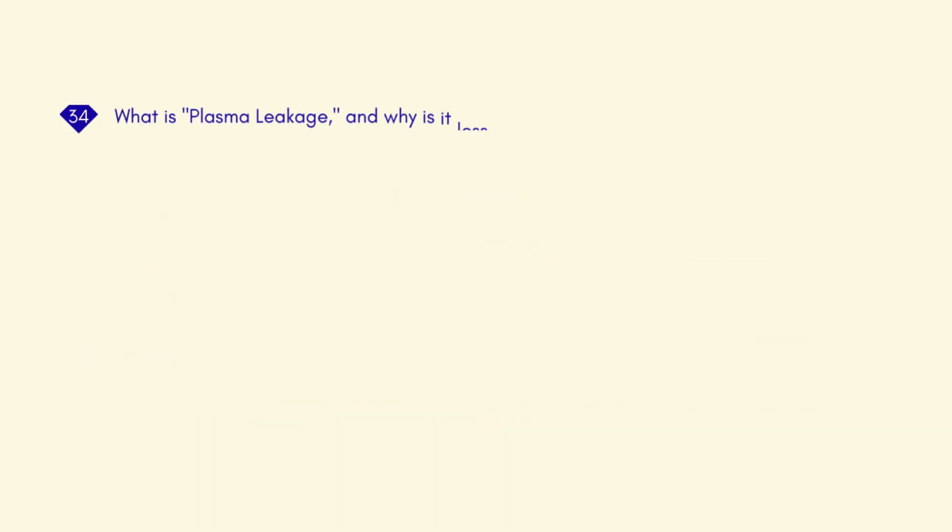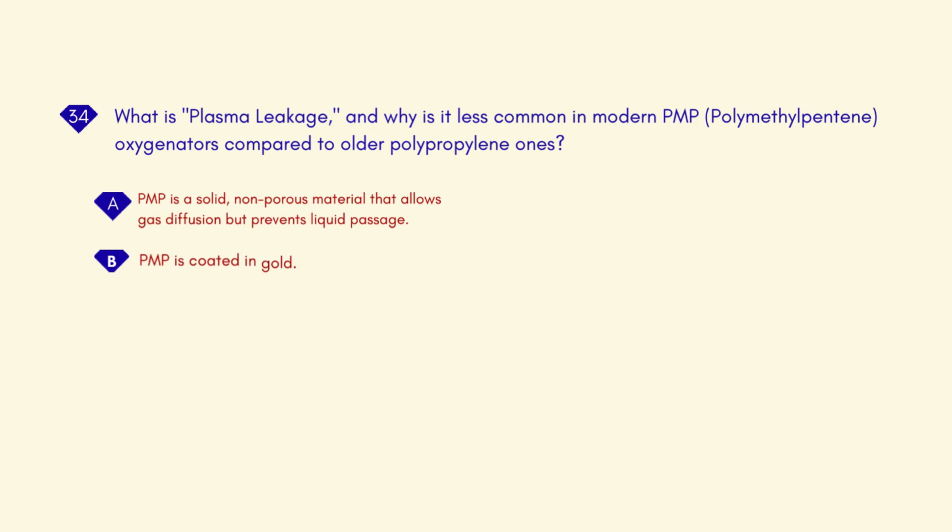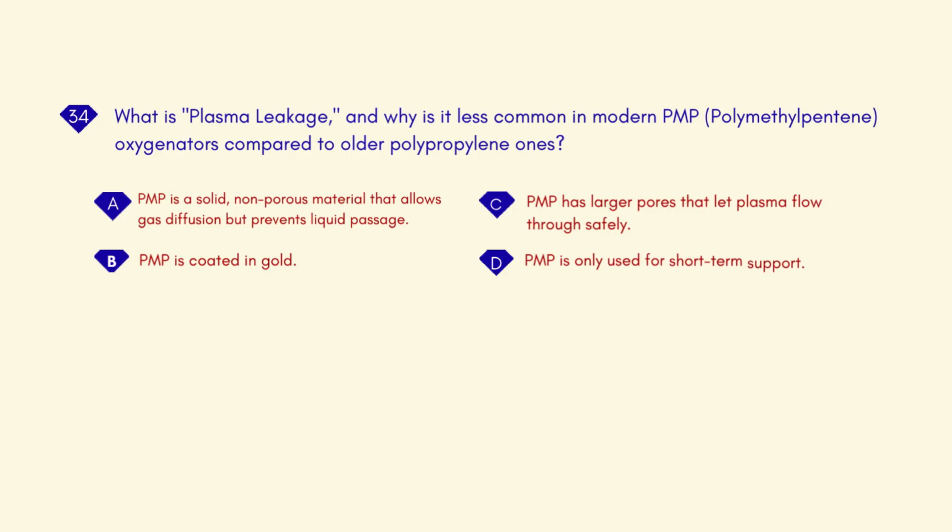What is plasma leakage, and why is it less common in modern PMP, polymethylpentene, oxygenators compared to older polypropylene ones? A. PMP is a solid, non-porous material that allows gas diffusion but prevents liquid passage. B. PMP is coated in gold. C. PMP has larger pores that let plasma flow through safely. D. PMP is only used for short-term support.